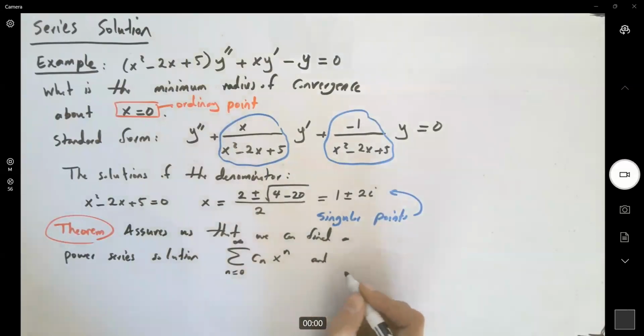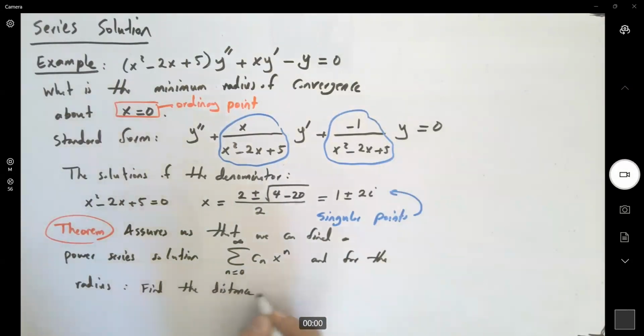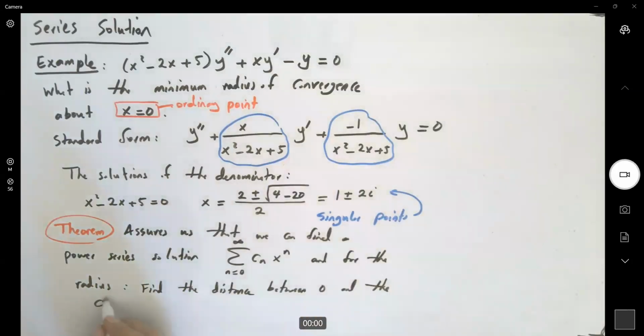And the radius, the theorem says, is the distance from x sub 0 to the closest singular point. So we need to find the distance between 0 and the closest singular point.